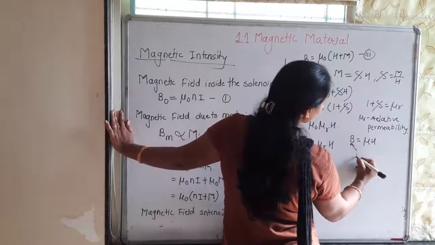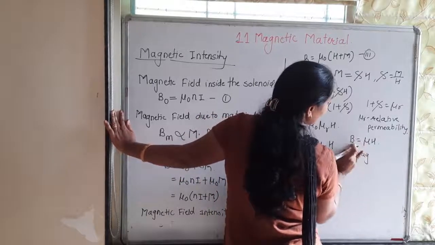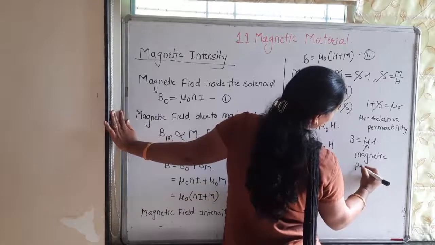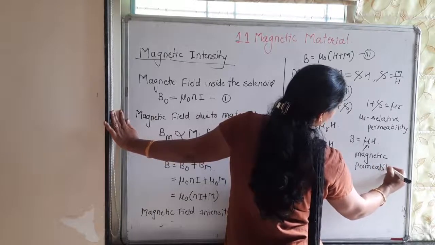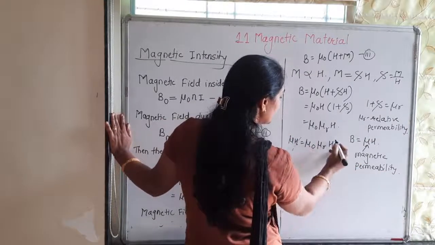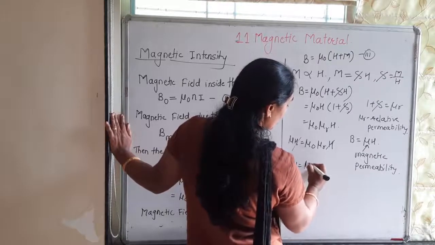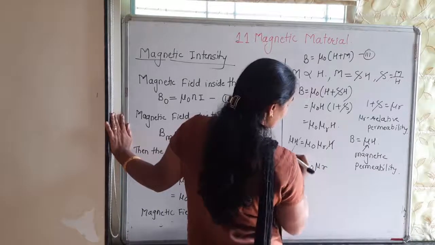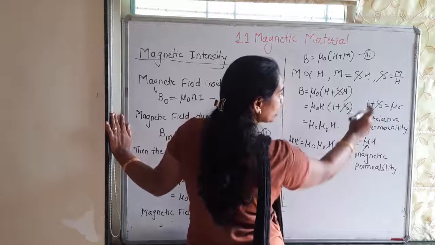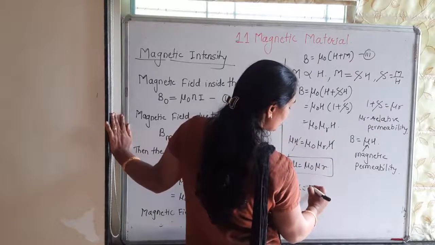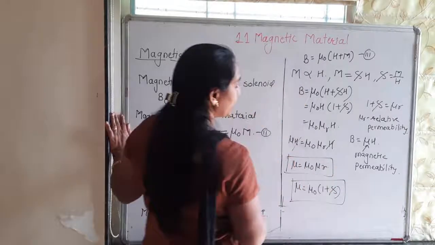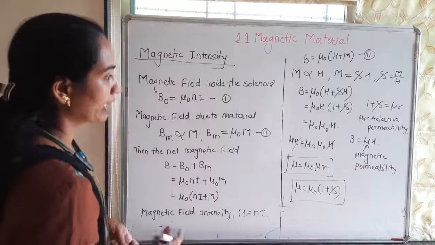Here mu is the magnetic permeability. Substituting, H gets cancelled, so mu is equal to mu0 into mu r. This is the value of the magnetic permeability. Substituting mu r equal to 1 plus chi, mu is equal to mu0 into (1 plus chi). This is another value of the magnetic permeability.